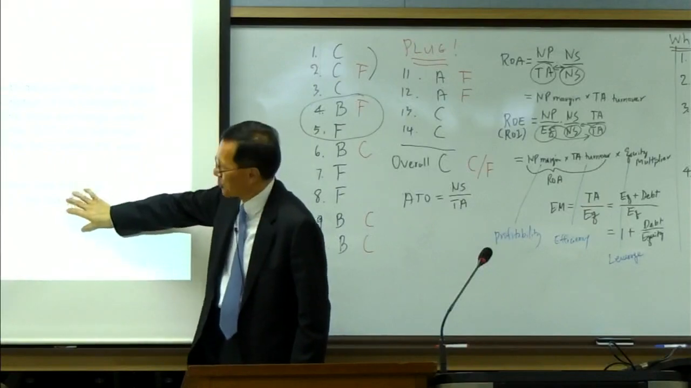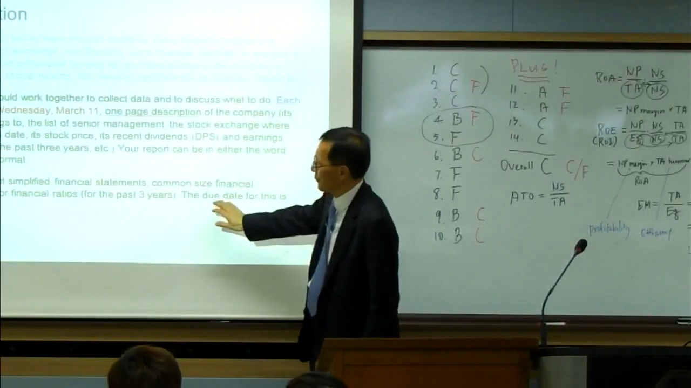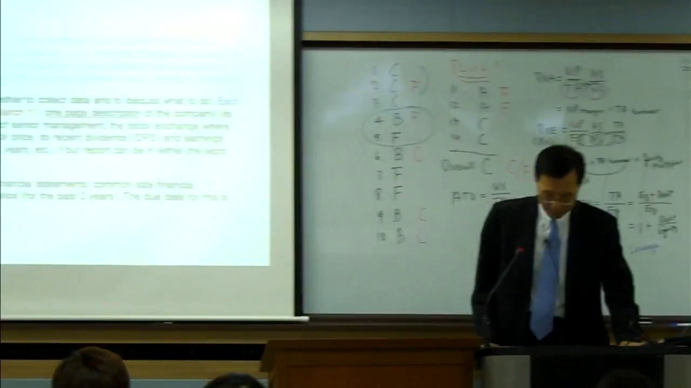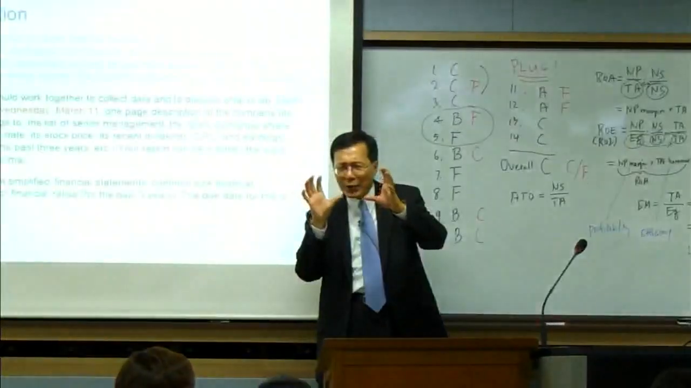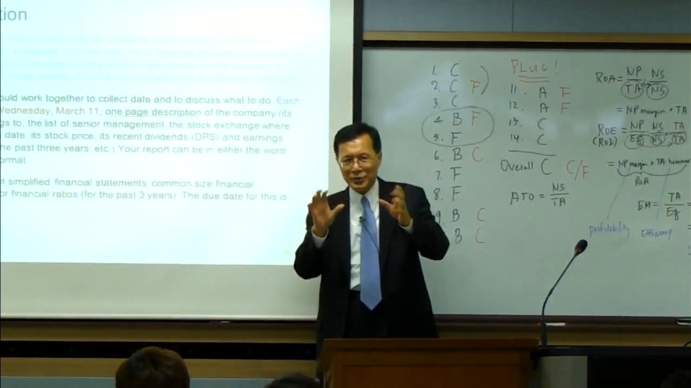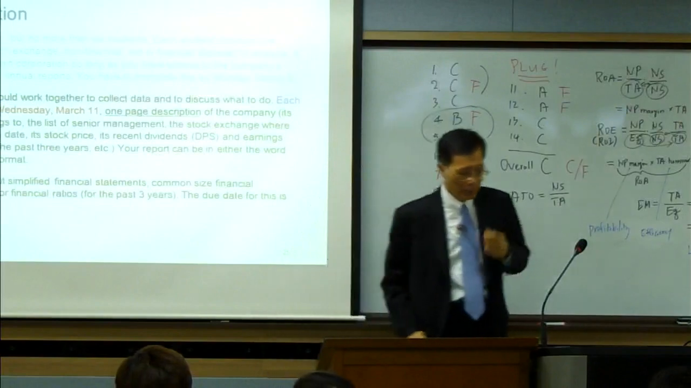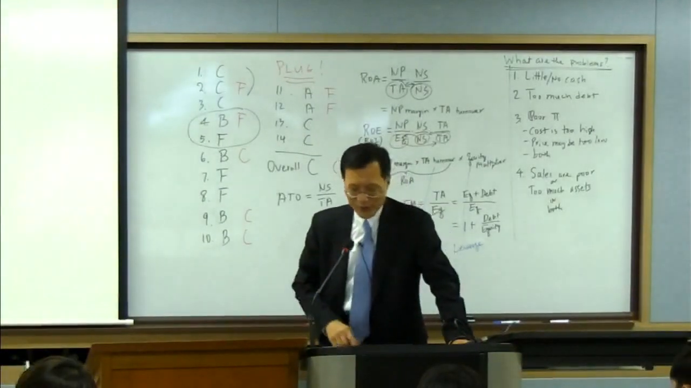Next week, you're supposed to give financial statements, common size financial statements, and major financial ratios for the past 3 years. If you find any unusual activities in the financial statements, do write down what they are. Okay, point that out. Okay, exercises and questions and thanks.